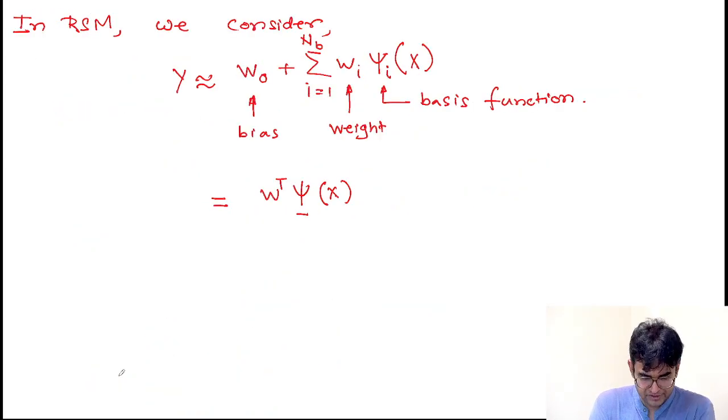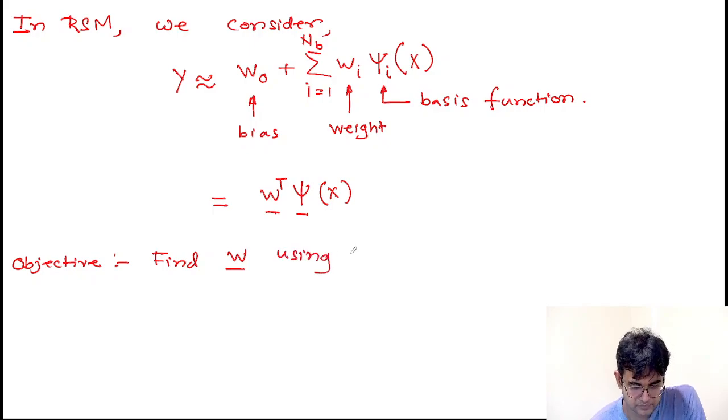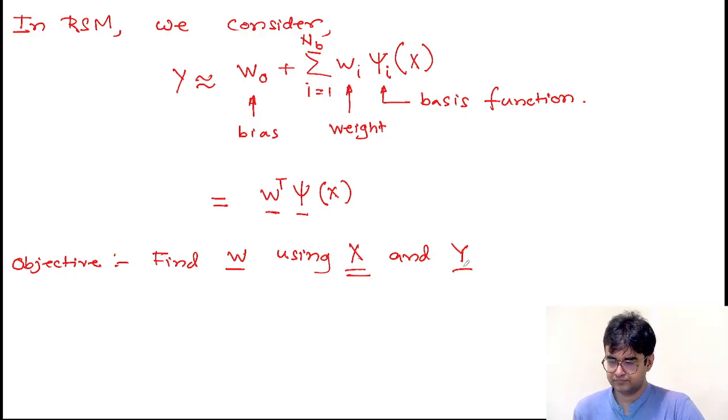So the objective is to find, okay, W is a vector, right? Find W using x and y, right? This is my simple objective. How will we find it out?